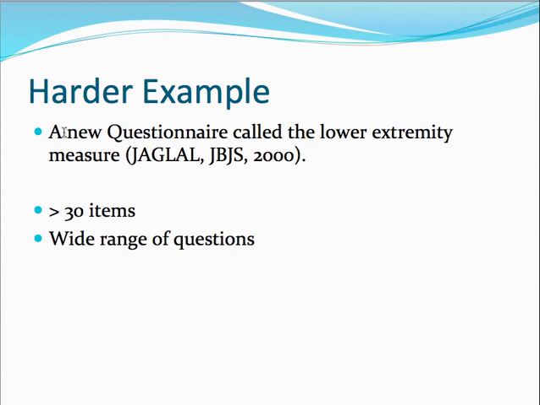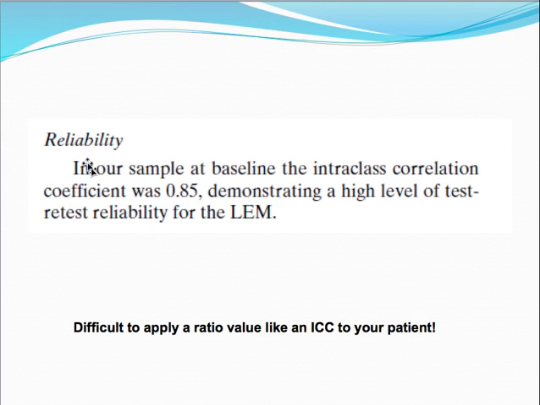So let's use now the lower extremity measure, which is a new questionnaire that was published in JBJS in 2000, where they had over 30 items with a wide range of questions that was attempting to capture the concept of self-reported function. And in this data, they had a reliability. They said in our sample at baseline, the intraclass correlation coefficient was 0.85.